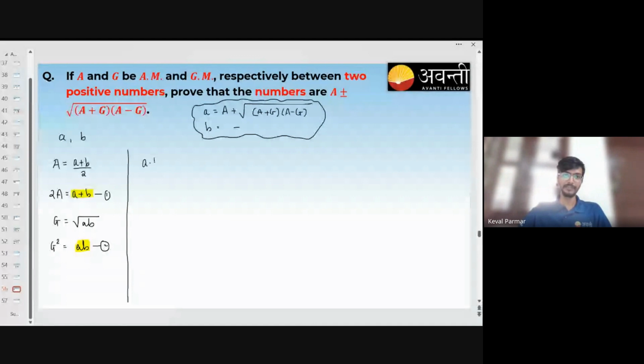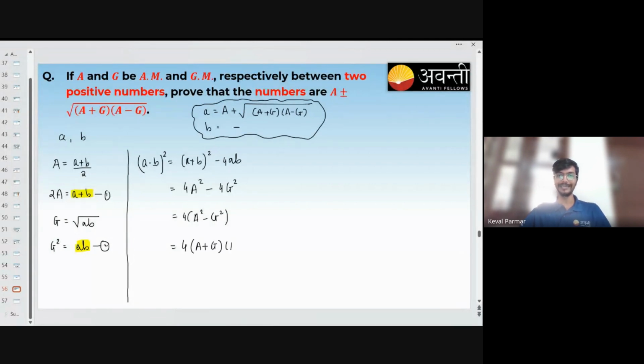We know the famous identity: (a minus b) the whole square equals (a plus b) the whole square minus 4ab. So what is (a plus b) the whole square? It is 4a square. Minus 4ab is g square. So that means 4 into (a square minus g square). What is a square minus g square? I can write (a plus g) into (a minus g). This is (a minus b) the whole square.